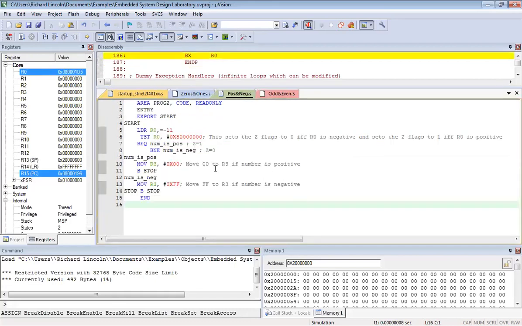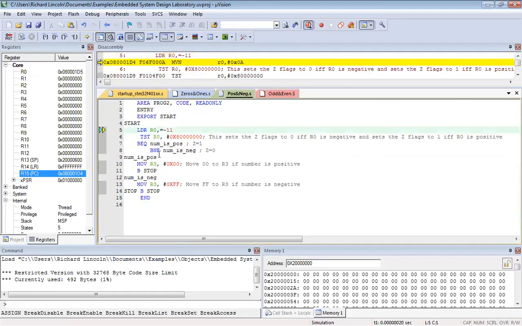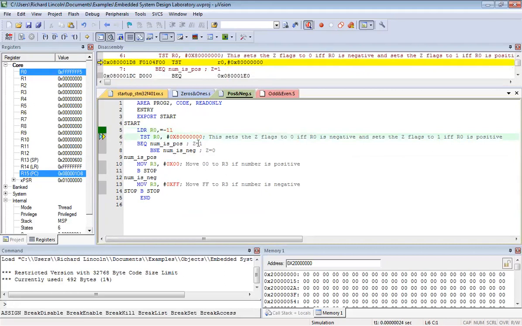Right. So minus 11, that is going to be loaded to R0 here. So you can actually check this minus 11. You can do a 2's complement, and you can actually check. So you are going to get this F and 5. Okay, now next is the test operation.